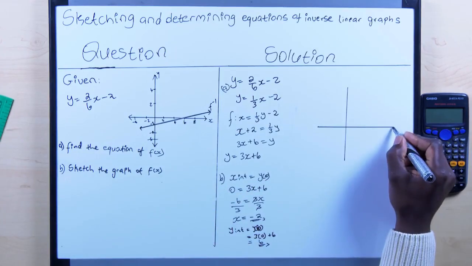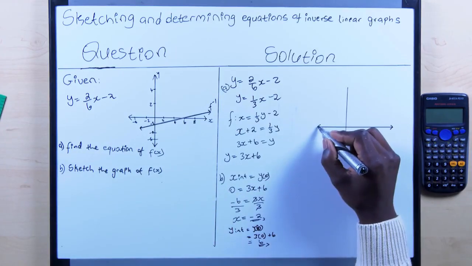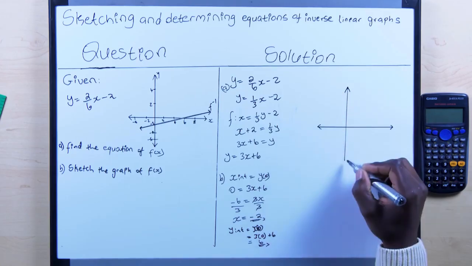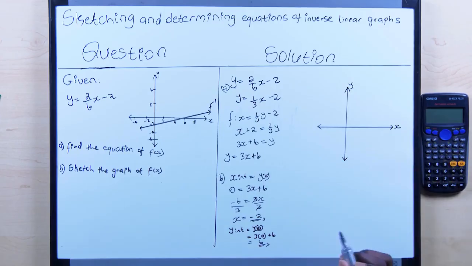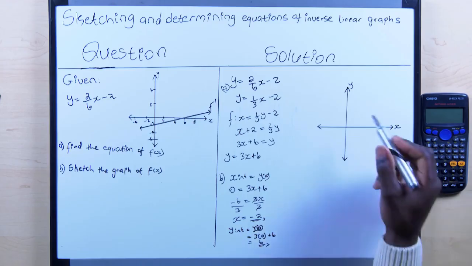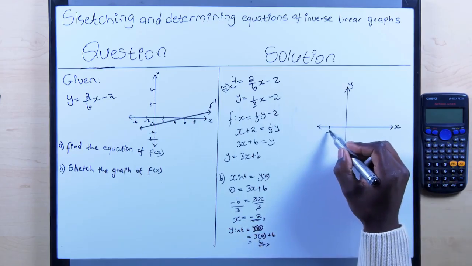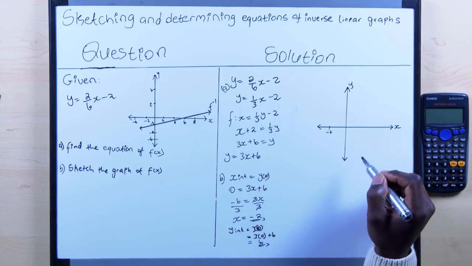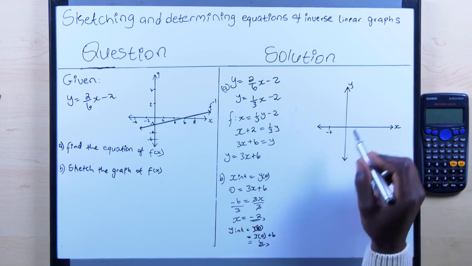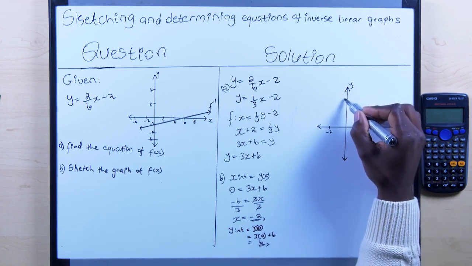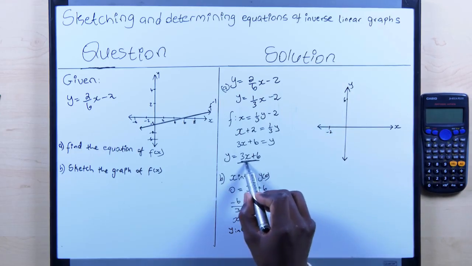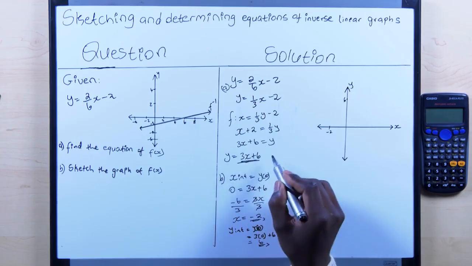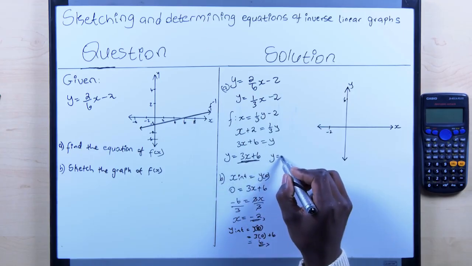So you understand that these are your x-axis. These are your y-axis. So label them y, label them x. Identify your intercepts first. So x is cut at -2. -2 is here. And it also cuts at +6. +6 is here.